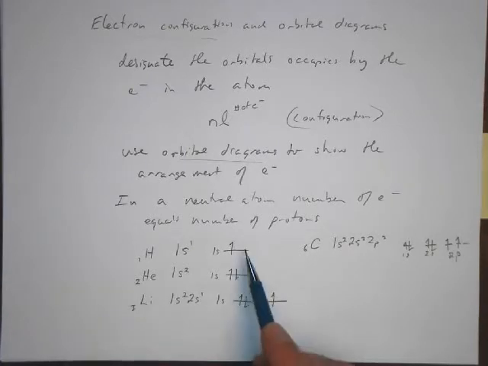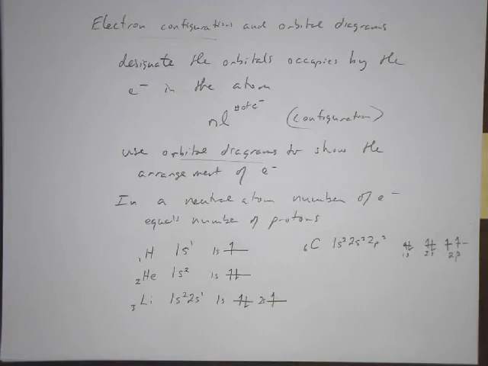The text uses circles for orbitals. That's fine. Whatever works for you.